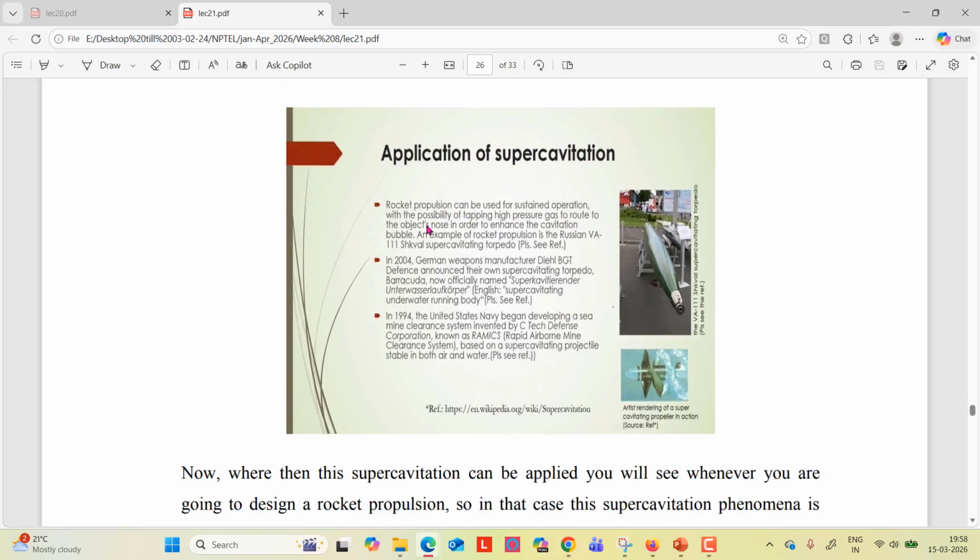Rocket propulsion can be used for sustained operation with the possibility of tapping high pressure gas to route to the object's nose in order to enhance the cavitation bubble. An example of rocket propulsion is the Russian torpedo. Okay, so you will go through these examples.